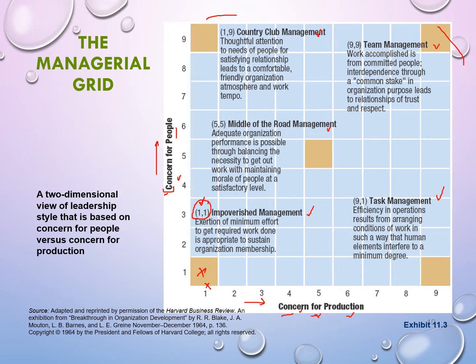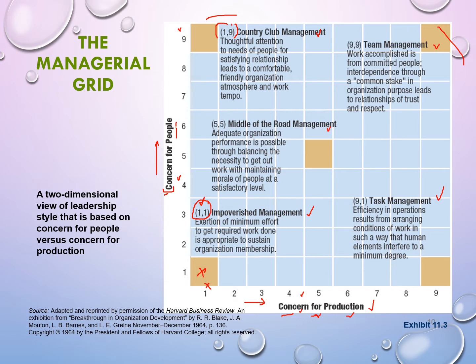Okay, then we go to the next leadership style on this grid, that is country club management. The coordinate is at 1, 9. 1 is for x-axis, that is concern for production, and 9 here is for y-axis, that is concern for people. Okay, so what is meant by this country club management style? It is a leadership style whereby the leader has a little concern for production, but a very high concern for people. Tengok 1 ni adalah untuk concern for production, very little concern, and 9 here is for concern for people, very high concern for employees or people.